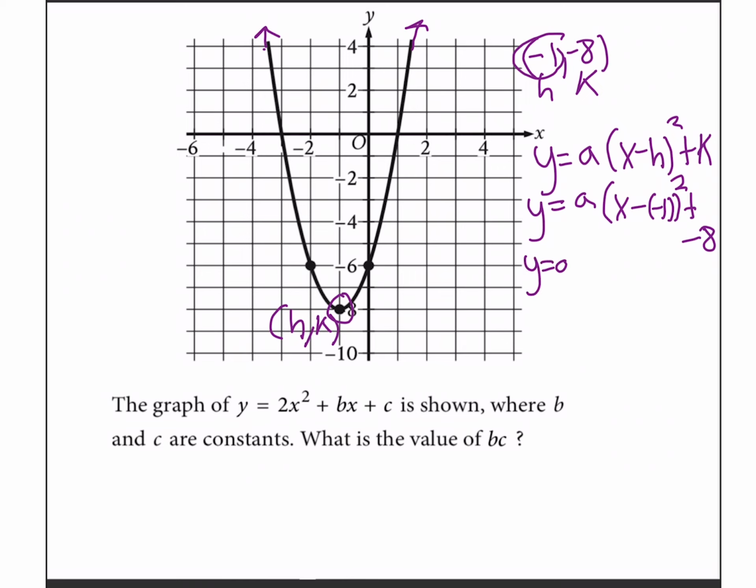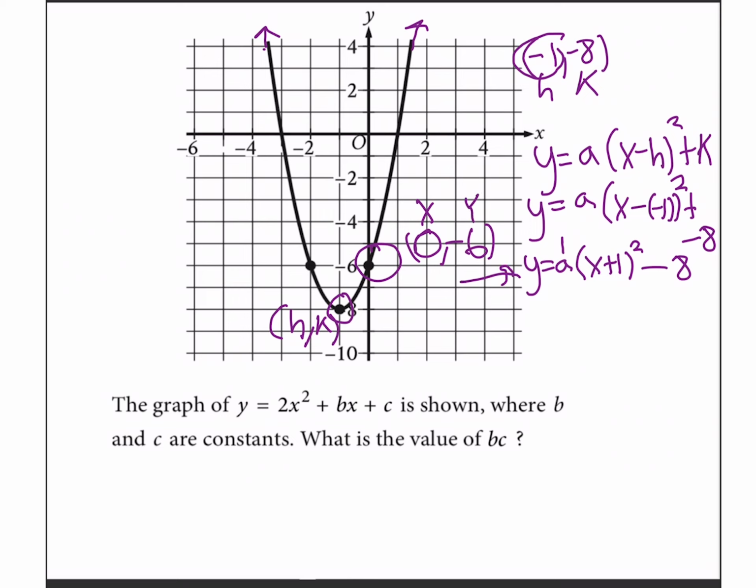So when we have y equals some number a, parentheses, x plus 1 squared, take away 8. So we're almost there. We need to just solve for this a value here. Now the way we can do that is let's pick an xy coordinate somewhere on the graph besides the vertex. The easiest one is to take the y-intercept. Again, the coordinate for the y-intercept was 0, -6. So when x is 0, y has to be -6.